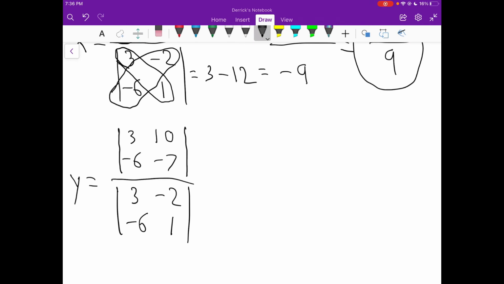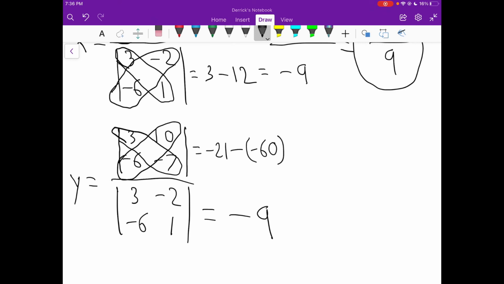I really don't need to solve out for the determinant of my denominator again. I've already proven that it's -9 right up here. So really I just need to find the determinant of the numerator matrix. Well, that would be a downhill diagonal of 3 times -7 to give us -21. And that would be minus our uphill diagonal of -6 times 10, which would be -60. So if we're taking -21 minus -60, effectively we're really taking -21 plus 60. Well, that would give us a +39, which is going to be divided by that -9.